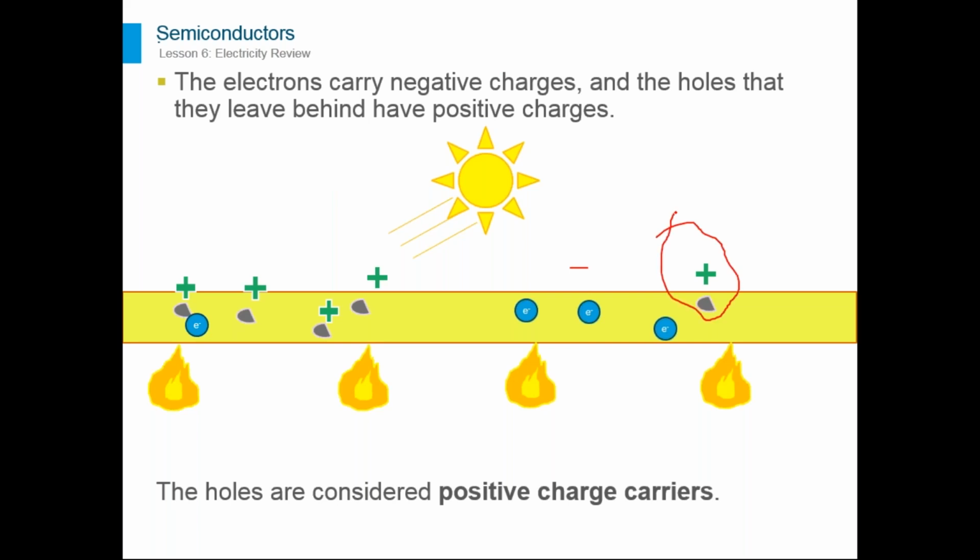Because the location of the holes can change, the holes are considered to be positive charge carriers, and the electrons are negative charge carriers. In other circumstances, as we learned very early in this lesson, the negative charges move, and the positive charges usually don't. So semiconductors are about the only place where we ever talk about the positive charges moving, because the holes can change position as different electrons move around.